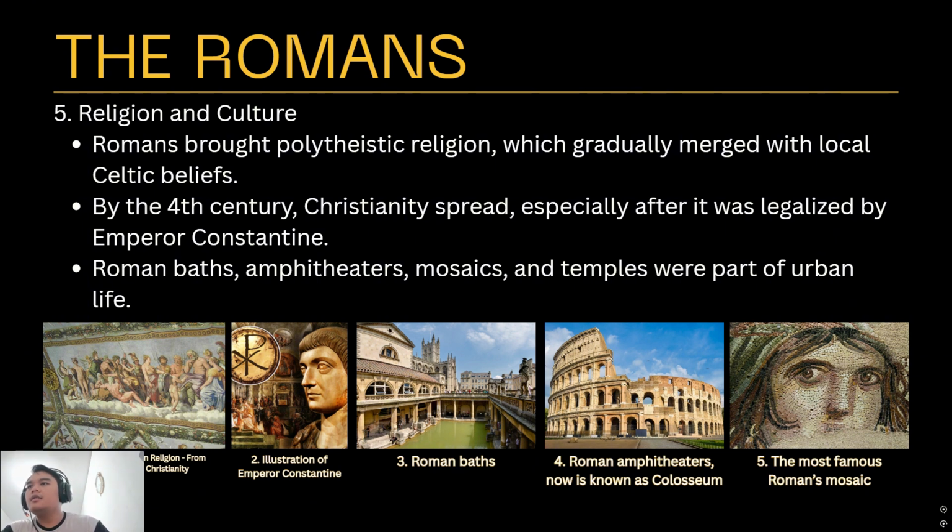Okay, this is the evolution of Roman religion from polytheism to Christianity. And then the second picture is the illustration of Emperor Constantine. The third picture is Roman baths. The fourth is Roman amphitheaters, but now is known as Colosseum. And the fifth picture is the most famous Roman mosaic.